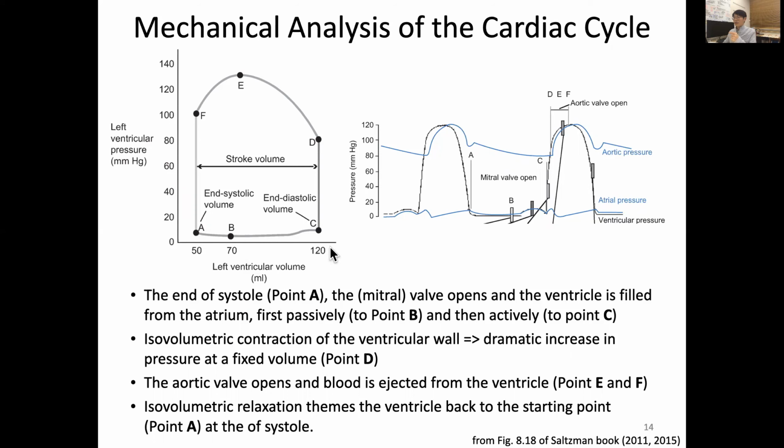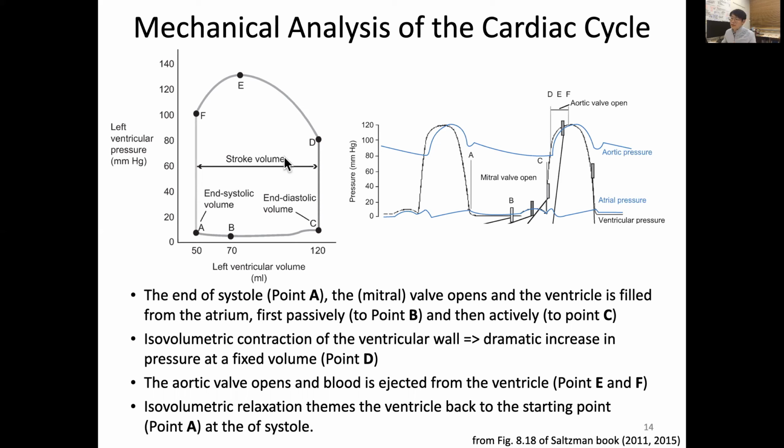And then isovolumetric contraction of the ventricular wall makes a dramatic increase in pressure at a fixed volume, which is depicted here as C to D. And then the aortic valve opens and the blood is ejected from the ventricle to the aorta, which is D to F. So now the volume goes down until the aortic valve closes. Then isovolumetric relaxation returns the ventricle back to the starting point, which is at the end of the systole.